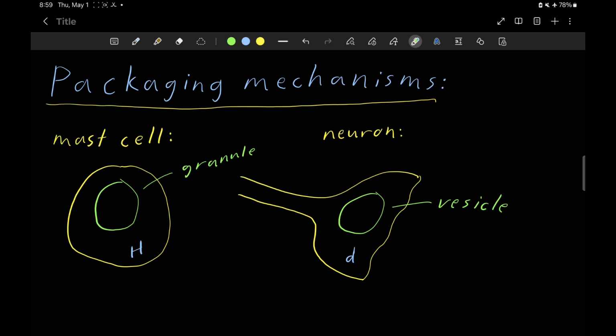So the question is, how can a messenger molecule such as histamine be packaged inside a granule? And how can a messenger molecule such as dopamine be packaged inside a vesicle? Well, lucky for us, if you're comparing a mast cell granule versus a neuron's vesicle, it's actually very similar mechanisms of packaging. So let's take a look at how these mechanisms work and what enzymes are involved.